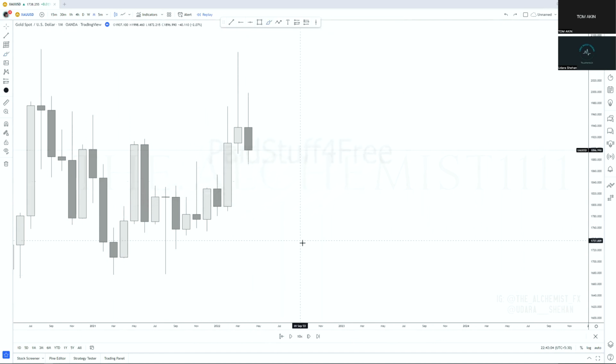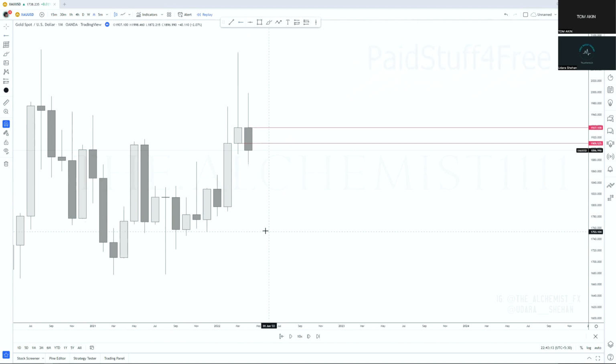So when it opens here, what's your next point of interest? Rejection block. I'm sorry, order block. Can you see it? Order block and a rejection block. Okay, you understand that, right? Order block and a rejection block on the monthly time frame. Okay, now let's go into the lower time frame.